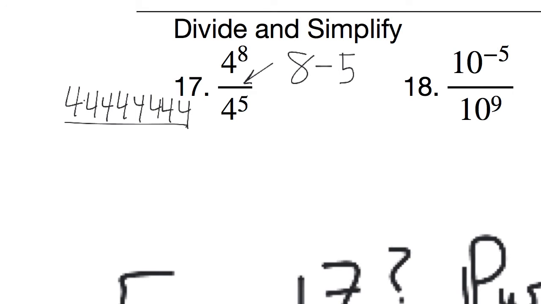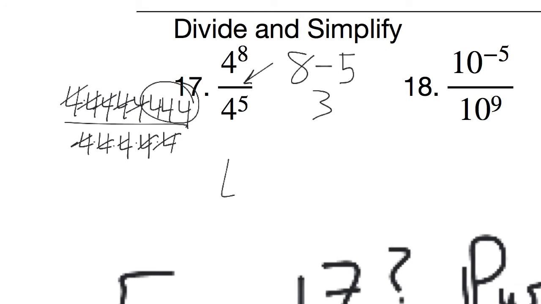over 5 4s, then you can cancel 5 of them from both the numerator and the denominator. And that means you're left with just 3 4s. 8 minus 5 is 3. So the answer is 4 to the third.